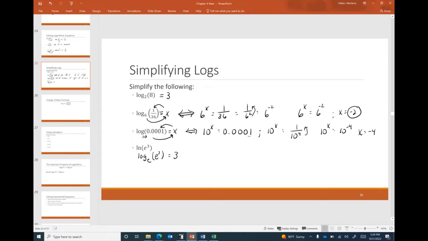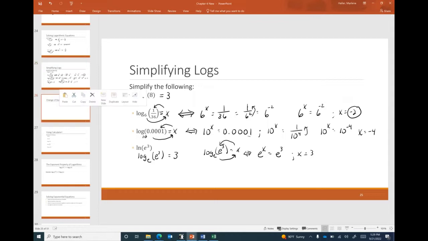All right? And I could use this technique of converting it to exponential form as well. I could say log base e of e to the third power is x, right? Convert it over, then e to the x is equal to e to the third power. Clearly, x is 3, and so that's how we'll evaluate by that one-to-one property.